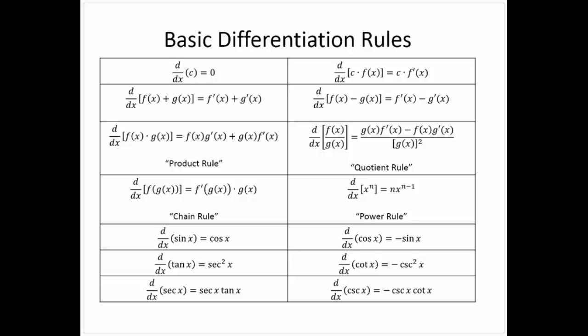The derivative, so d by dx, recall that this means the derivative with respect to x. So x is our independent variable. If I want to find the derivative with respect to x of a constant, that's 0. The derivative of a constant being multiplied by some function is the constant times the derivative of the function.